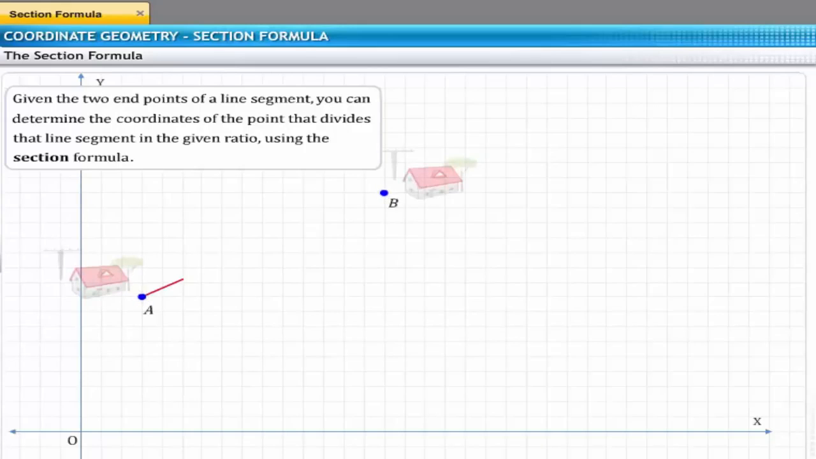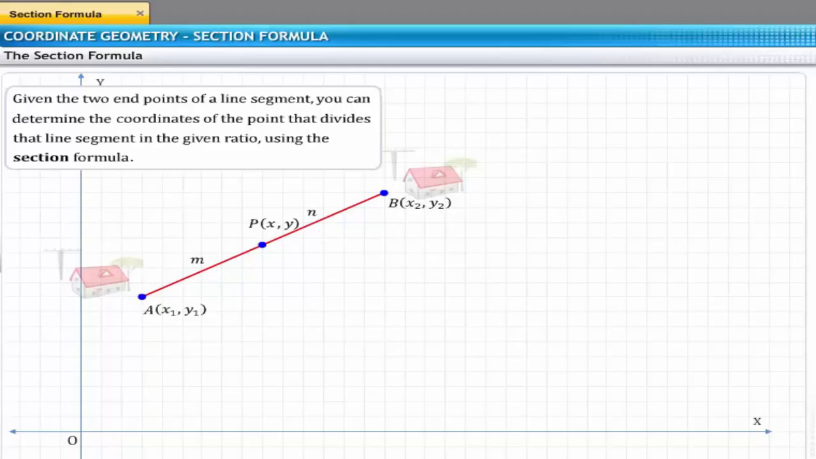Let AB be a line segment. Let the coordinates of the points A and B be x1, y1 and x2, y2 respectively. Let the point P x, y divide the line segment in the ratio m:n.